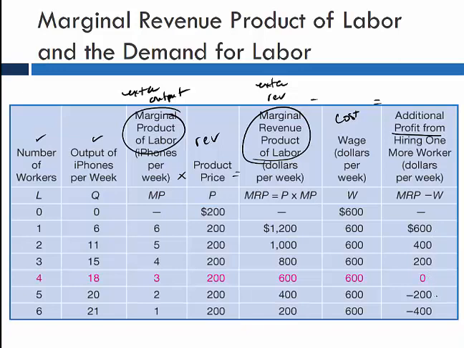But when I get to this fifth worker, what this tells me is that the fifth worker is going to add $400 in revenue, but $600 in cost, so my profit would go down. So I would not hire that fifth worker. I would hire 4 workers in order to get the most revenue for that cost right there. So the first things here, the marginal revenue product, we did that before. So now we're just taking the marginal product times the product price to turn that into revenue, and then compare the revenue to the cost.